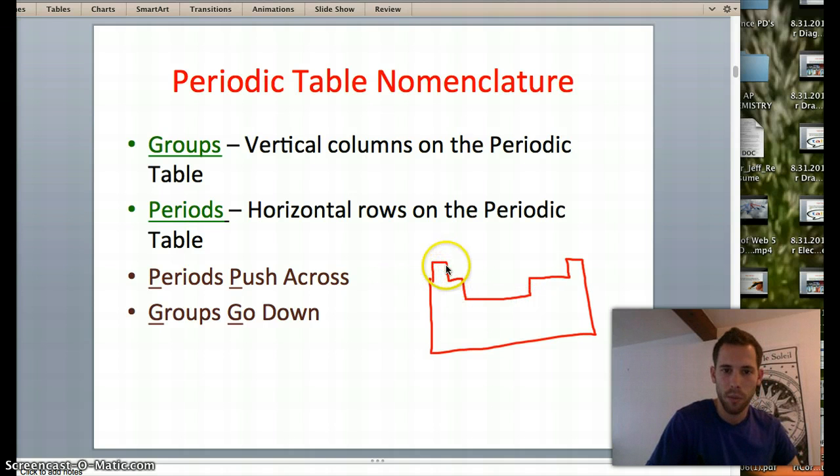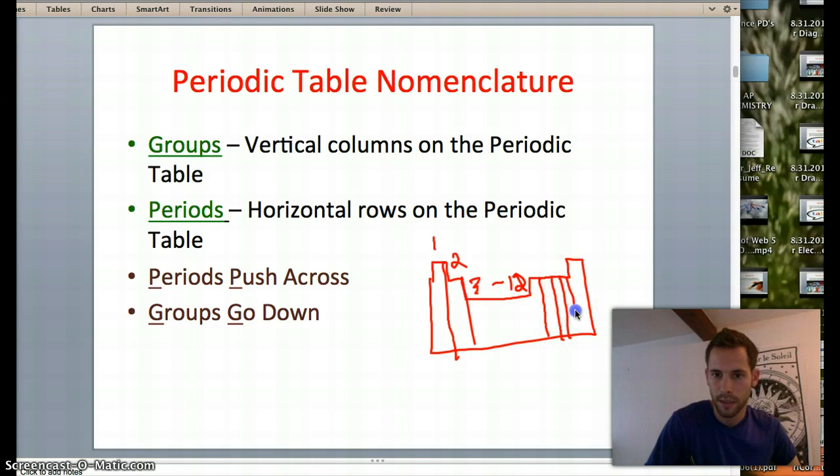And here we have our groups, which go up and down. Group 1 and group 2, 3 through 12 right here, and 13, 14, 15, 16, 17, and 18. Sorry that's not drawn as appropriately, but these are the specific groups since they go up and down.